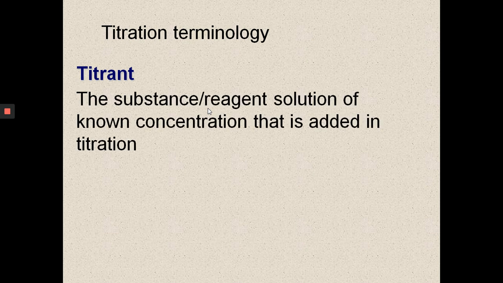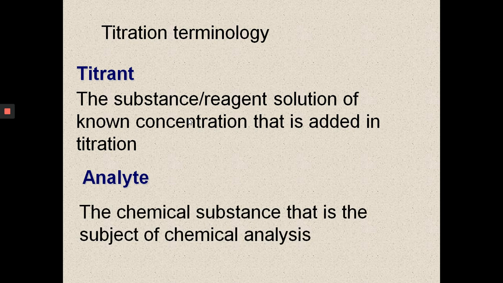Titrant. This is a substance, a reagent solution of a known concentration that is added in titration. So titrant is a substance with known identity and also known concentration that we use to analyze the unknown substance. Analyte is a chemical substance that is the subject of chemical analysis. So typically this is the one with known identity but unknown concentration.